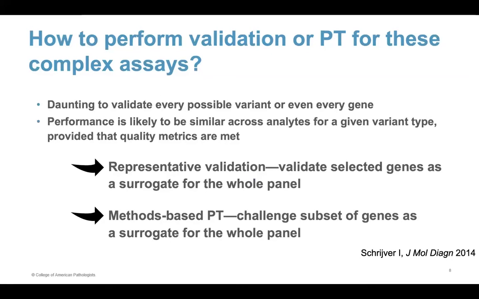So how could we validate these types of assays? We can't possibly test positives and negatives for every single type of variant or every variant that the assay can theoretically detect. But we can carry out representative validation, validating selected genes as a surrogate for the whole panel. We need to make sure that our validation set includes a sufficient diversity to put the test through its paces. So we need to be able to include within our validation set every different type of variant that we plan to detect. And we need to test the performance of our assay at a range of variant allele frequencies as well. And if the validation set has sufficient diversity, we can view that as a surrogate for the whole panel and thereby validate our test.